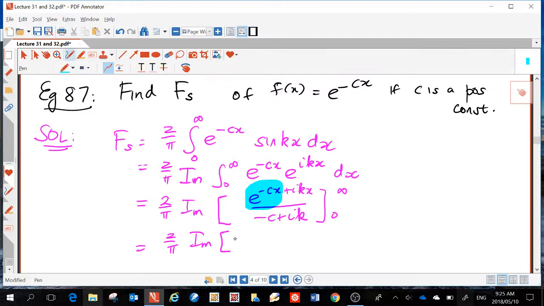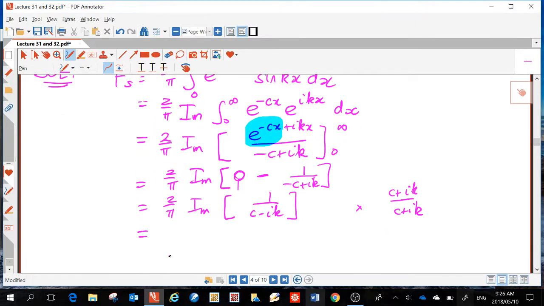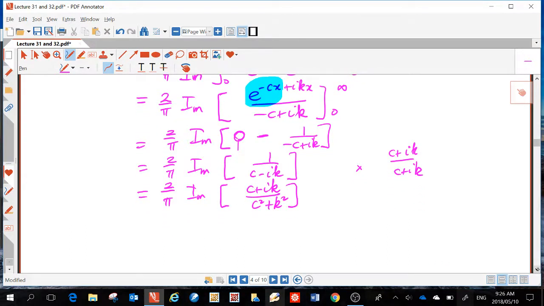So it'll be 0 minus, now plug in 0 for x, it will be 1 over minus c plus ik. Okay, that's 2 over pi, imaginary part of 1 over c minus ik. Obviously, it's good to multiply this by c plus ik over c plus ik, where we can actually find the imaginary part. So it will be the imaginary part of c plus ik. At the bottom, you'll have c squared plus k squared. And the imaginary part is just k. So the final result will be 2k over c squared plus k squared.